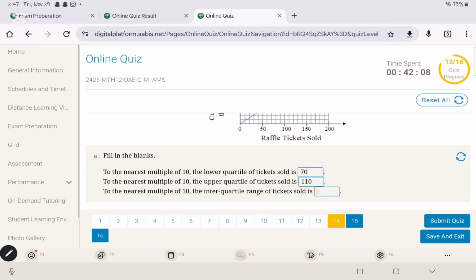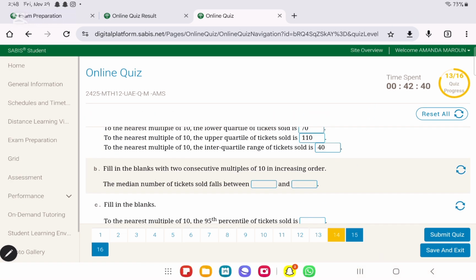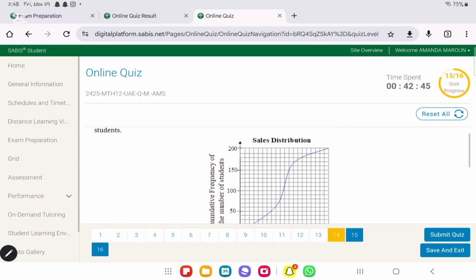Now finally, for the interquartile range. Interquartile range means the upper quartile minus the lower quartile. So very simply, 110 minus 70, and we are gonna get 40. Now, moving on to part B, the median number of tickets sold. Median means half. Now, since it is a graph, we are not gonna add 1. A graph is very accurate. So remember, if it is in a table, you are gonna add 1. If it is in a graph, however, you don't need to add 1. Directly, you take half of 200, which is 100.